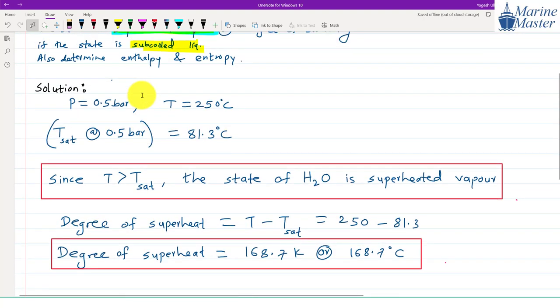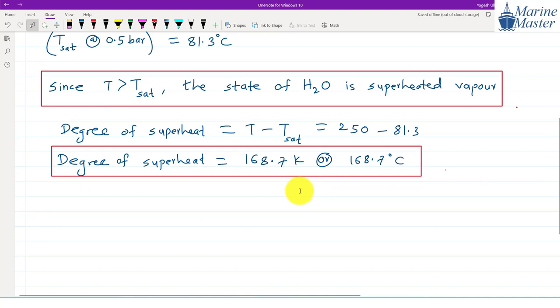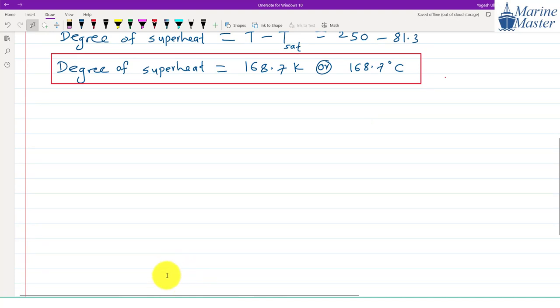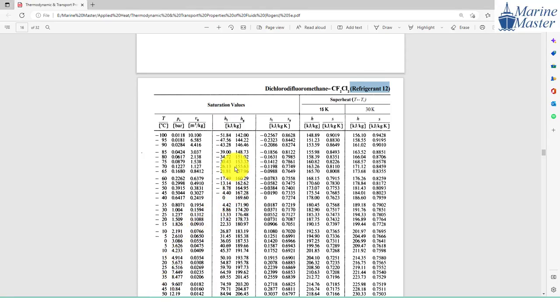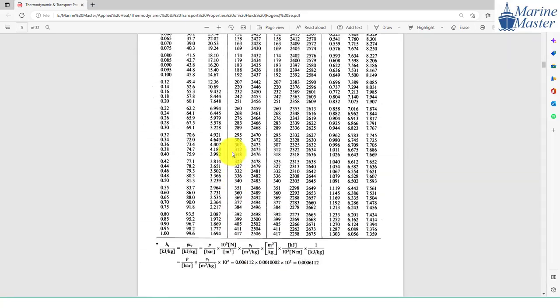Now what they are asking us in the question is enthalpy and entropy. And what is the state of H2O here? The state of H2O is superheated vapor. Observe here, the state is superheated vapor. And for superheated vapor, we have seen that for H2O we have 3 tables.